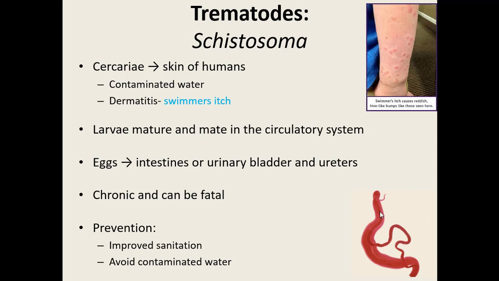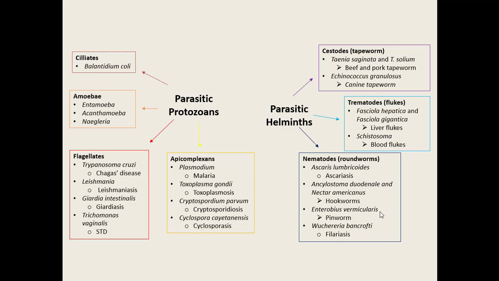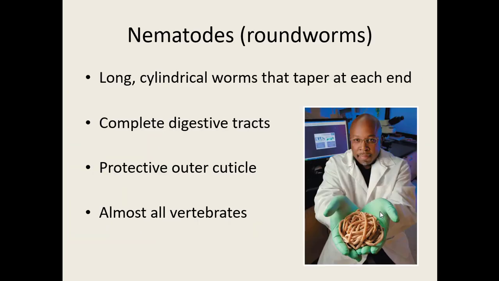Now, our last group are the nematodes. These are roundworms. We've got 4 of them that we're going to talk about. Now, the roundworms, they're long cylindrical worms, so they're round, and they look similar to the earthworms that you would find. They taper and narrow at each end, and they do have a complete digestive tract, which means they have a mouth on one side and an anus on the other side. They have a protective outer cuticle so that they can live in our body without damage. And you can find roundworms in almost all vertebrates out there.